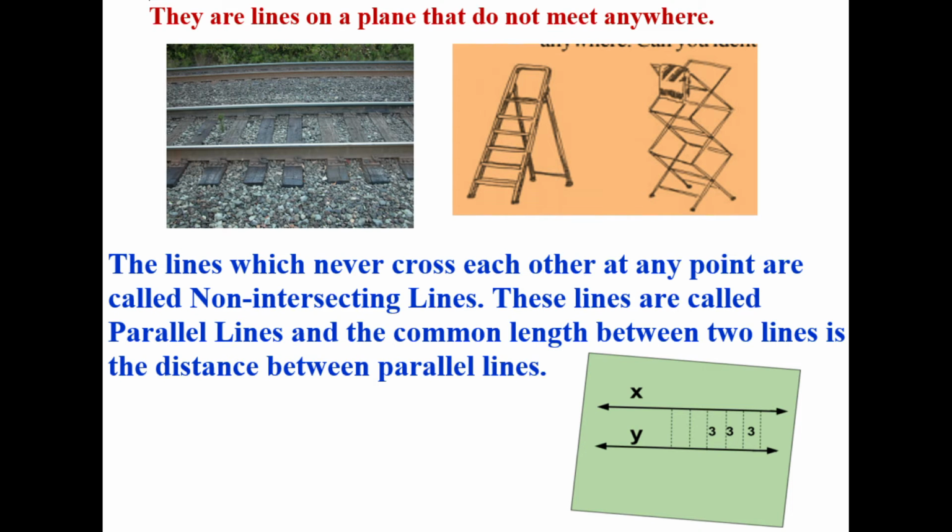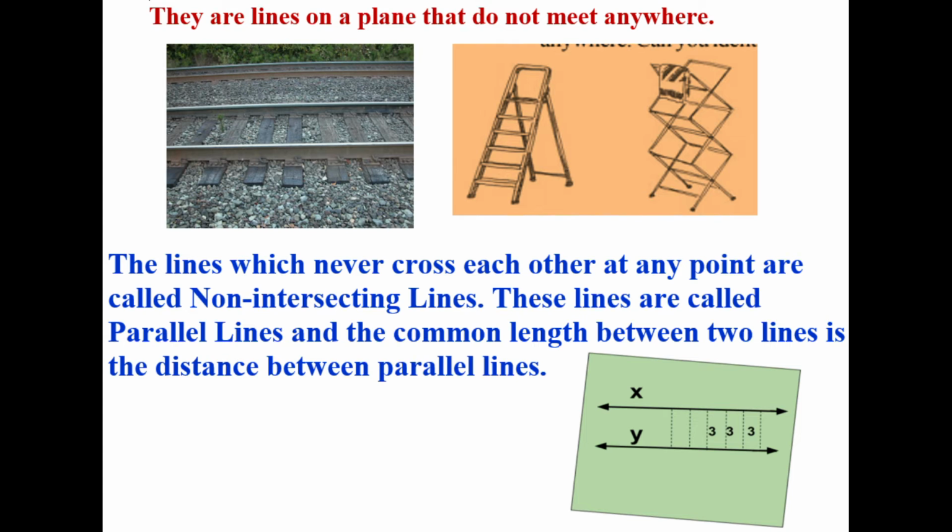The lines which never cross each other at any point are called non-intersecting lines. These lines are called parallel lines, and the common length between two lines is the distance between parallel lines. You see the figure, two lines, they never intersect. They are called parallel lines. So the distance you see, 3, 3, 3, everywhere 3 centimeter distance. So the common length between two lines is the distance between parallel lines.